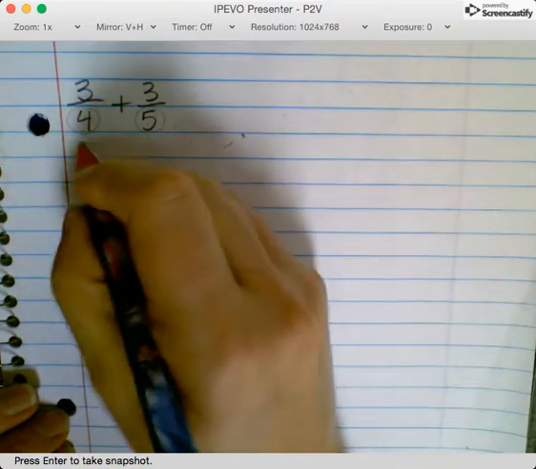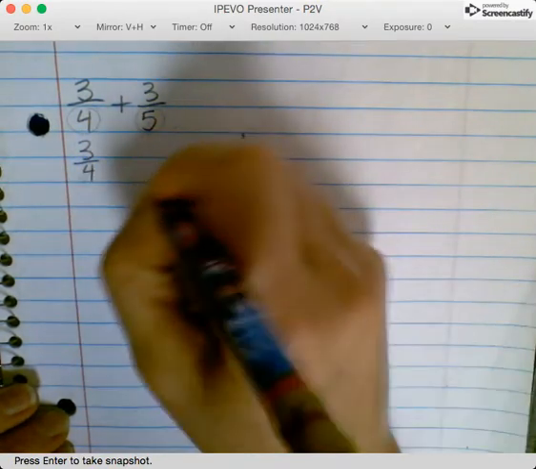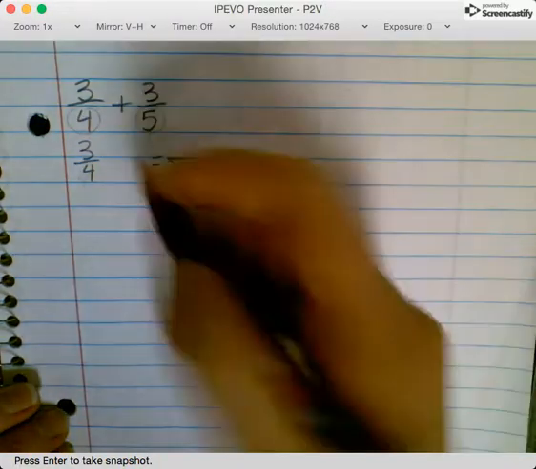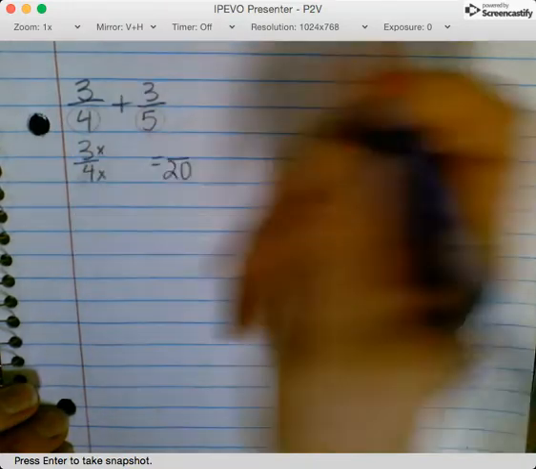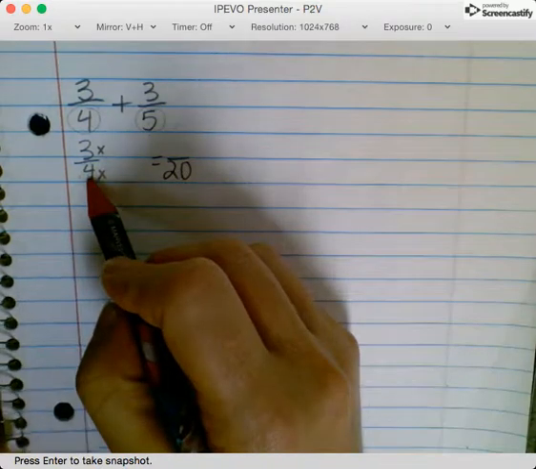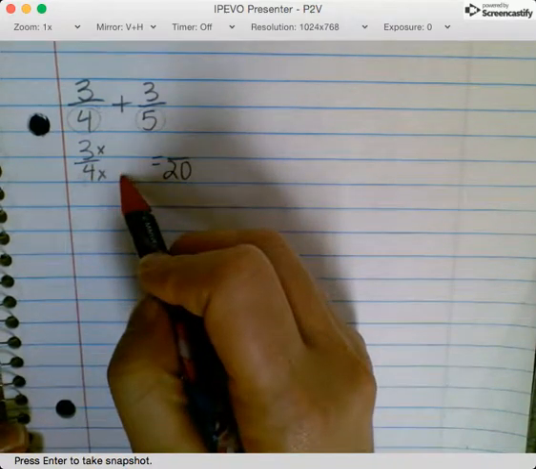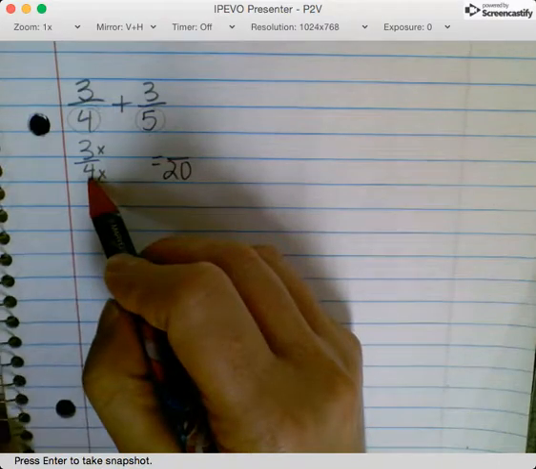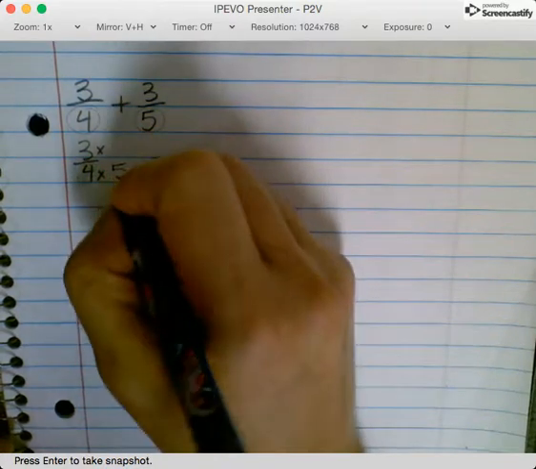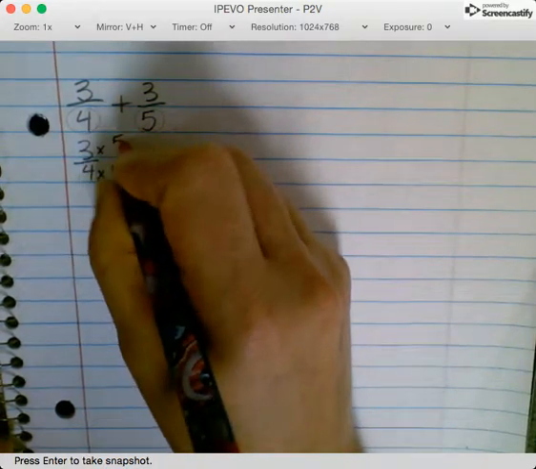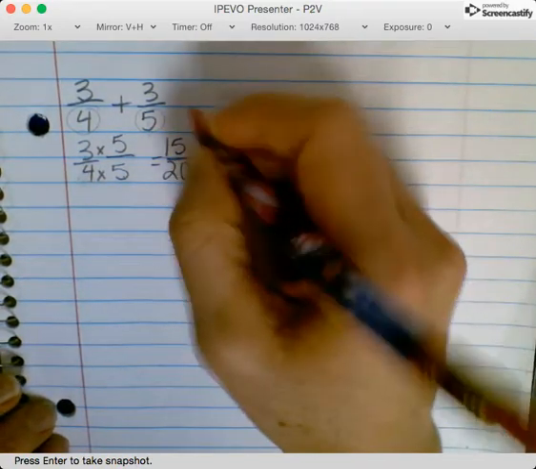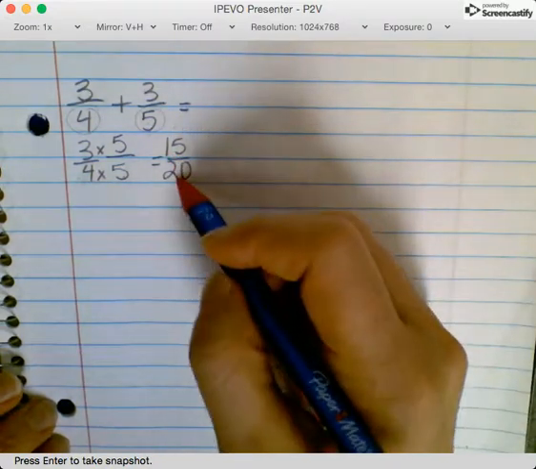So in order to make 3/4 into something over 20, I have to use equivalent fractions. And if you recall from past learning about equivalent fractions, you have to do the same thing to the top and the bottom. So to get from 4 to 20, you multiply it times 5. If I multiply my 4 times 5, I also have to multiply my top number, which is 3 times 5, and that makes this number 15 over 20.